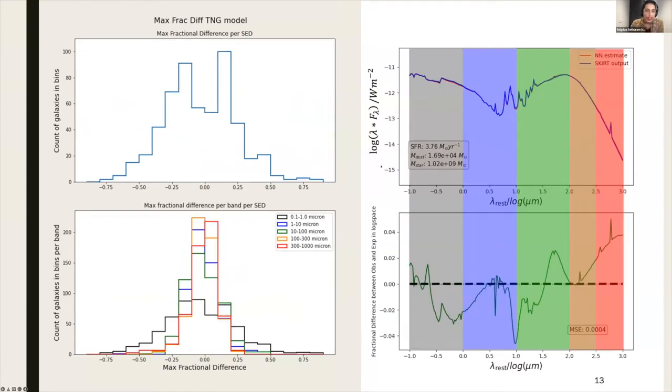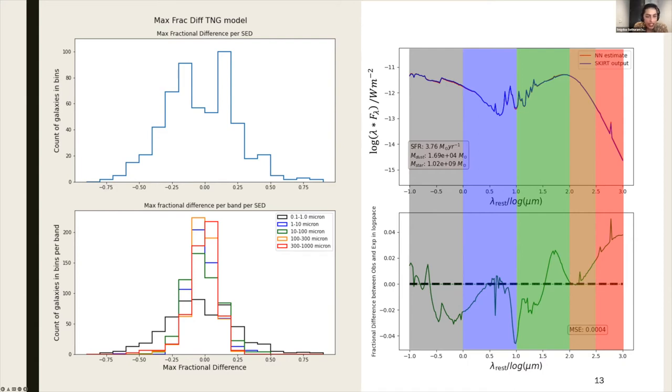All right, so let me just explain what's going on here for a second. This plot on the right just shows one SED with the color coding corresponding to the color coding of this plot right here. These plots are showing the maximum fractional difference, so the maximum deviation from 0 in this plot. Up here is showing the maximum fractional difference across the whole SED. So the maximum deviation at any wavelength is plotted here for the test set of TNG.